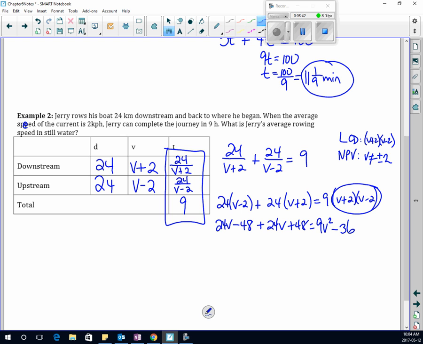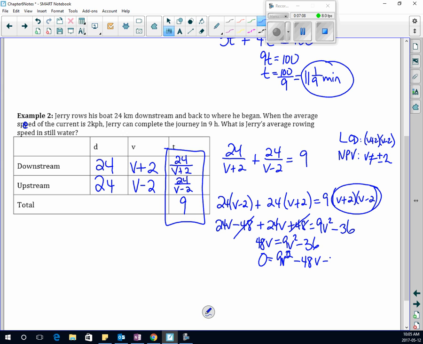Okay, so now I'm going to combine some like terms. The minus 48 and the 48 will cancel. So I get 48v equals 9v squared minus 36. So I'm going to move everything over. This is a quadratic, so in order to do that, we're going to solve by the methods that we know for quadratics, which first and foremost is solve by factoring.